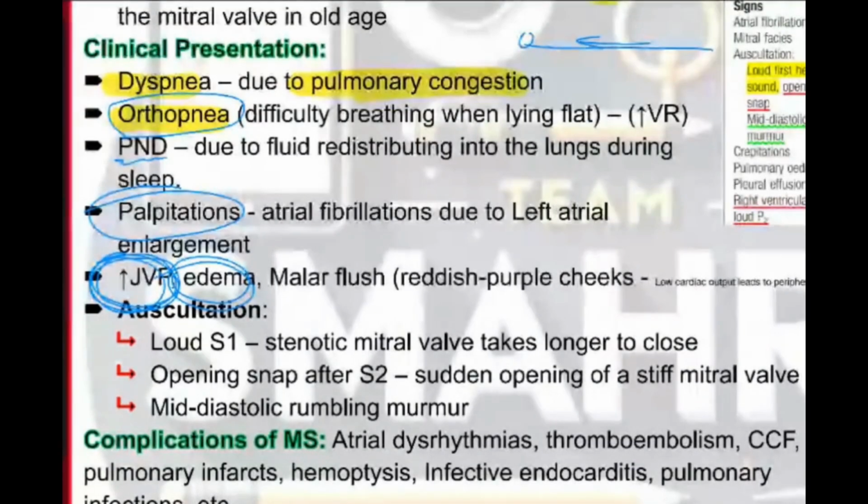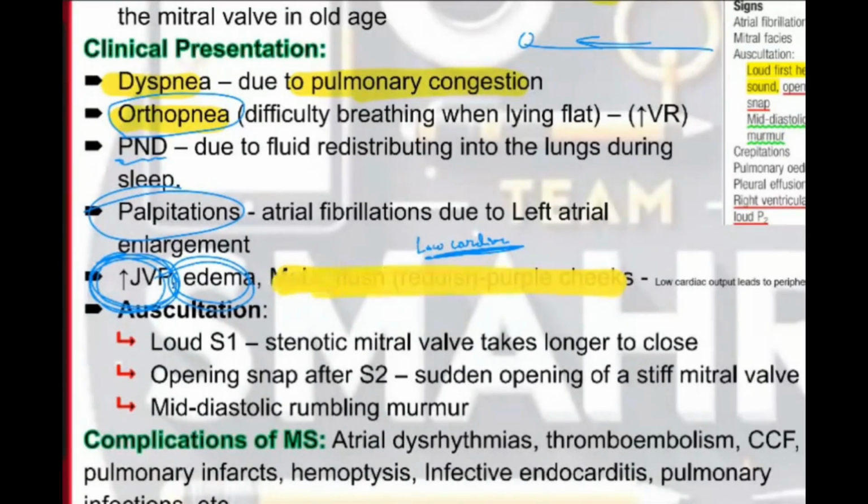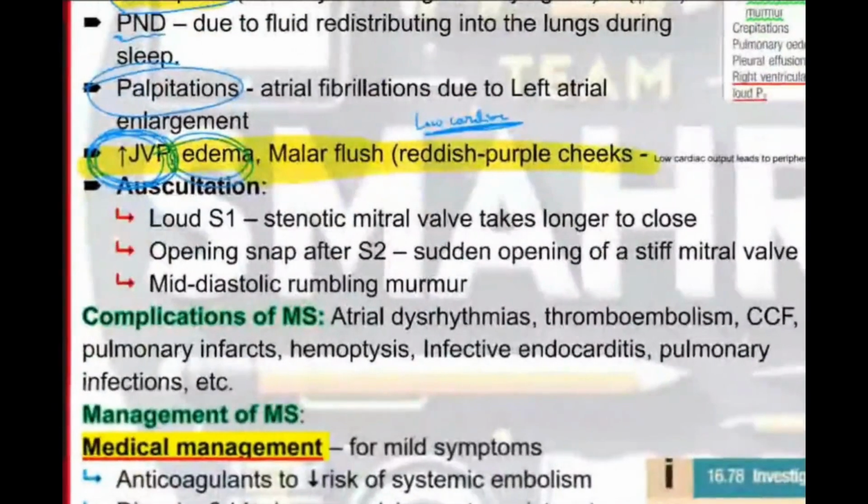And cardiac output will be low, no? The heart is unable to pump, so low cardiac output, and peripheral vasodilation can occur. So pink persons will come, with reddish purple cheeks, malar flush. You see all these in chronic cases. On auscultation, what will you find?